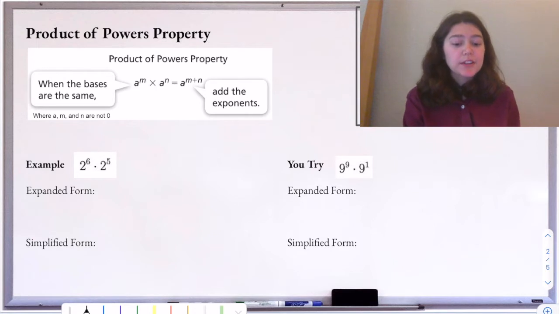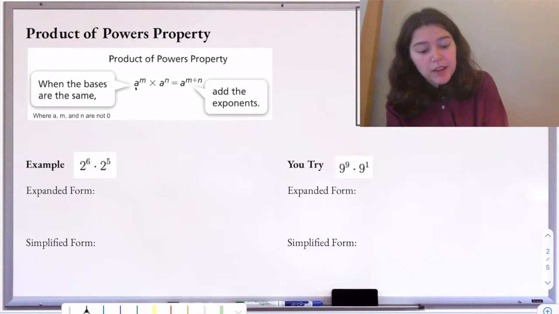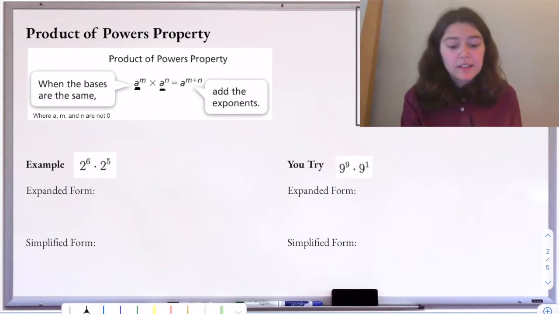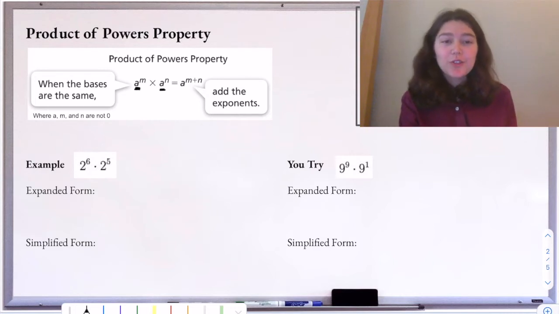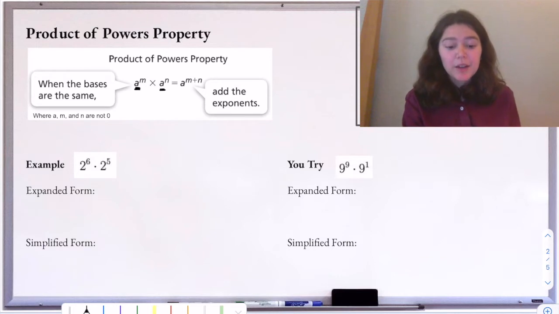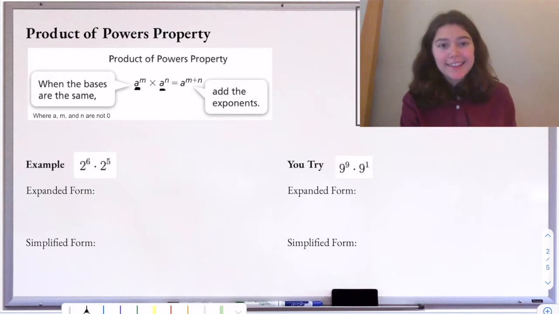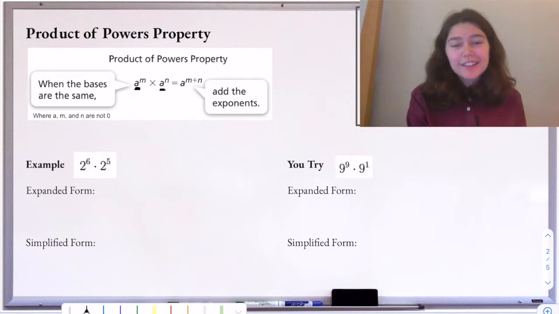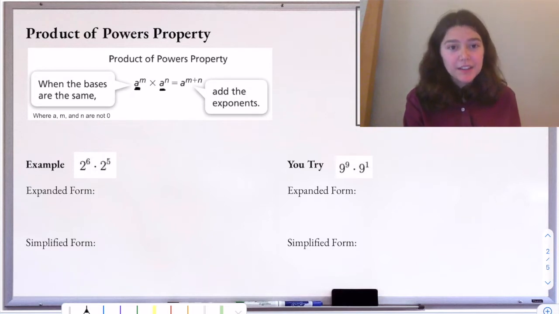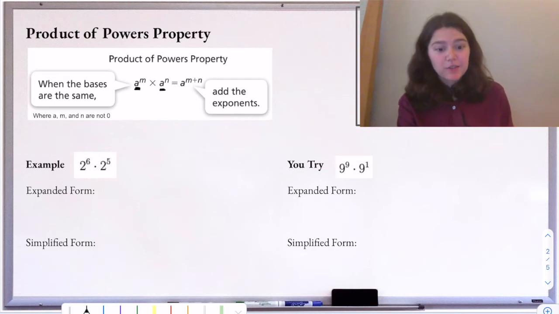And there's a property called the product of powers property. This looks like when we have the same base, but different exponents. The rule is when the bases are the same and we're multiplying, we can add the exponents. Okay, so we can see that in an example, and what's really going to explain the rule is we're going to look at it in expanded form.